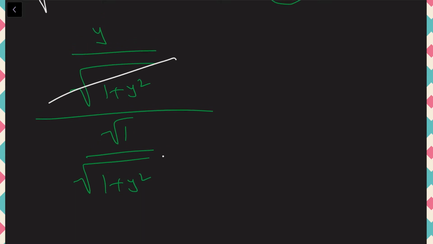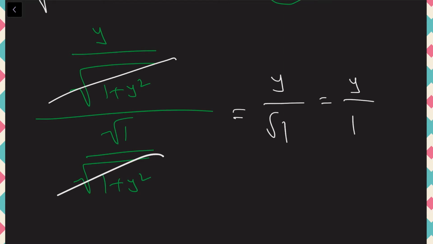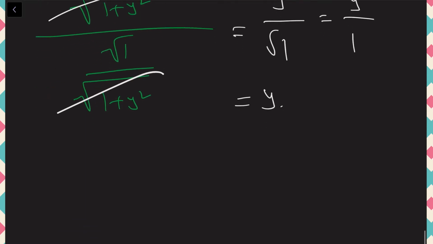Root 1 plus y square, root 1 plus y square both will get cancelled, so we remain with y by root 1. Root 1 is nothing but 1. So that is nothing but y. Hence proved.